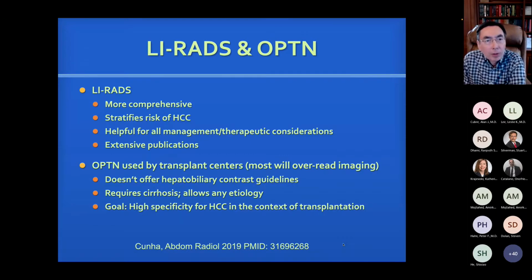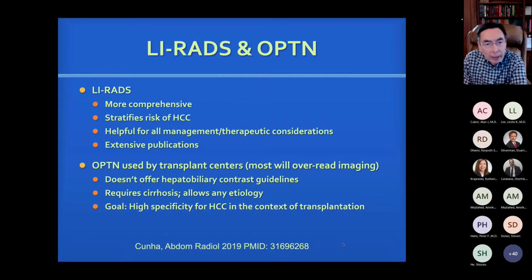Well, I think, first of all, LI-RADS is a more comprehensive analysis, and it really stratifies the risk of HCC in all observations in the liver, not just the ones that are highest risk for HCC. And so it can be helpful in making management therapeutic considerations, even in all cases short of liver transplantation. Another thing about LI-RADS is that there is really a large body of publications and growing list of publications that are studying and analyzing LI-RADS. So I think one of the advantages to LI-RADS is that there's going to be a lot of data behind it. There already is, and there's going to be more.